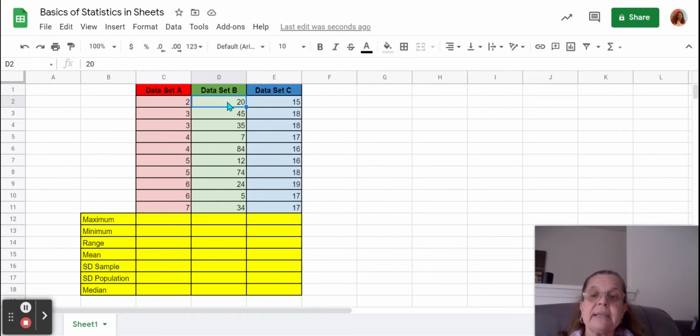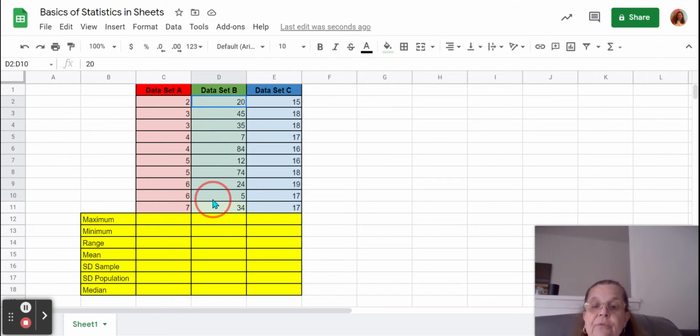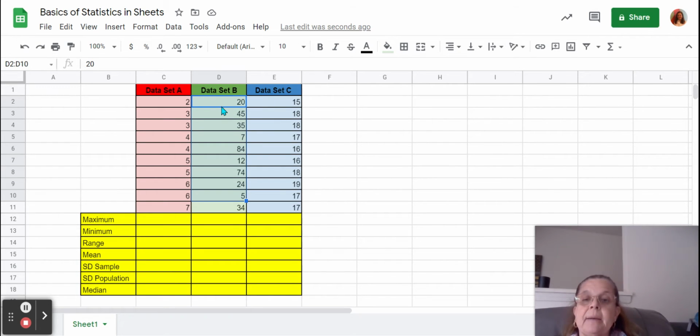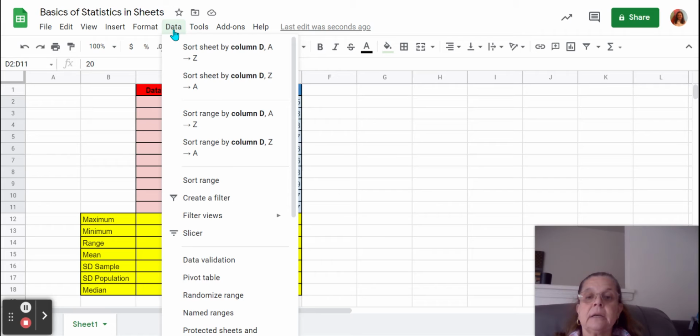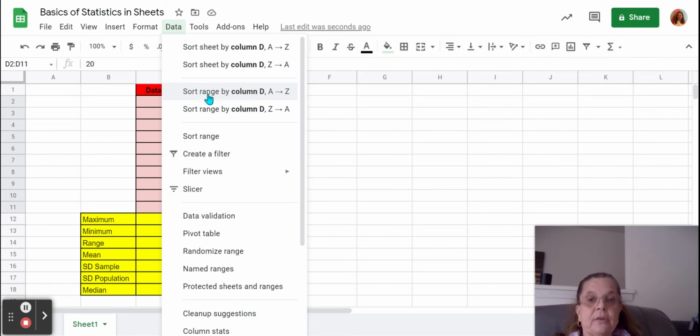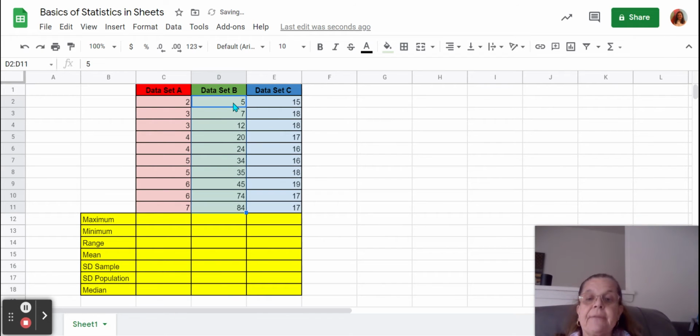I'm going to do that for data set B. Grab the top one, go down to the 34 on here, which I just missed. So I'm going to grab it again. Grab the top, go down to the 34, go up to where it says data, go to sort by range. A to Z is the same as low to high, and 5, 7, 12, 20, all the way down to 84. So this data set has now been organized from low to high.